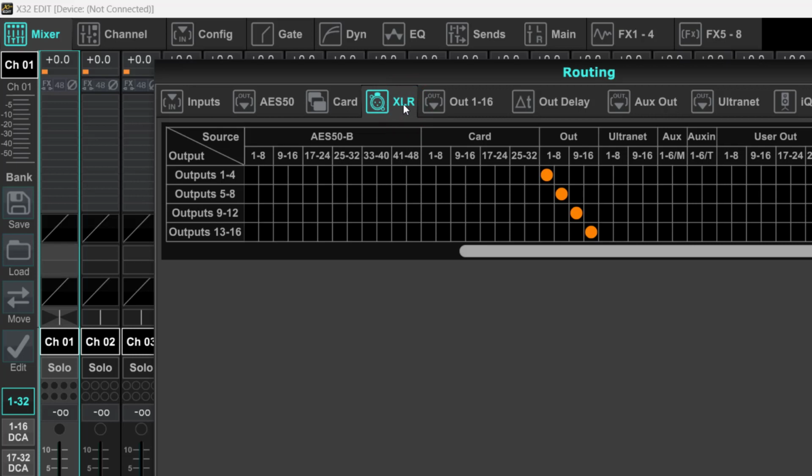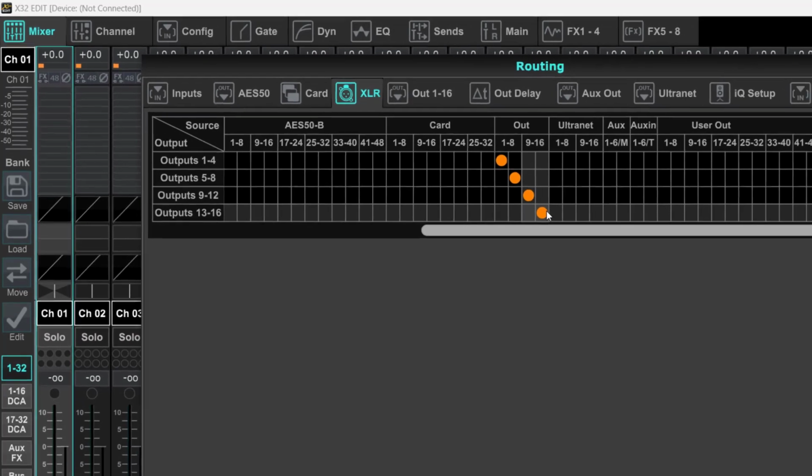Now, the reason I'm not connected is here you can see where they go out, between 1 through 16. When you're connected, for whatever reason, this is only going to show you outs 1 through 8. You're not going to see this 9 through 12 and this 13 through 16 over here. Don't worry about it. Don't ever move these. This is for very specialized routing when we get into the user out routing. For now, leave them where they're at.